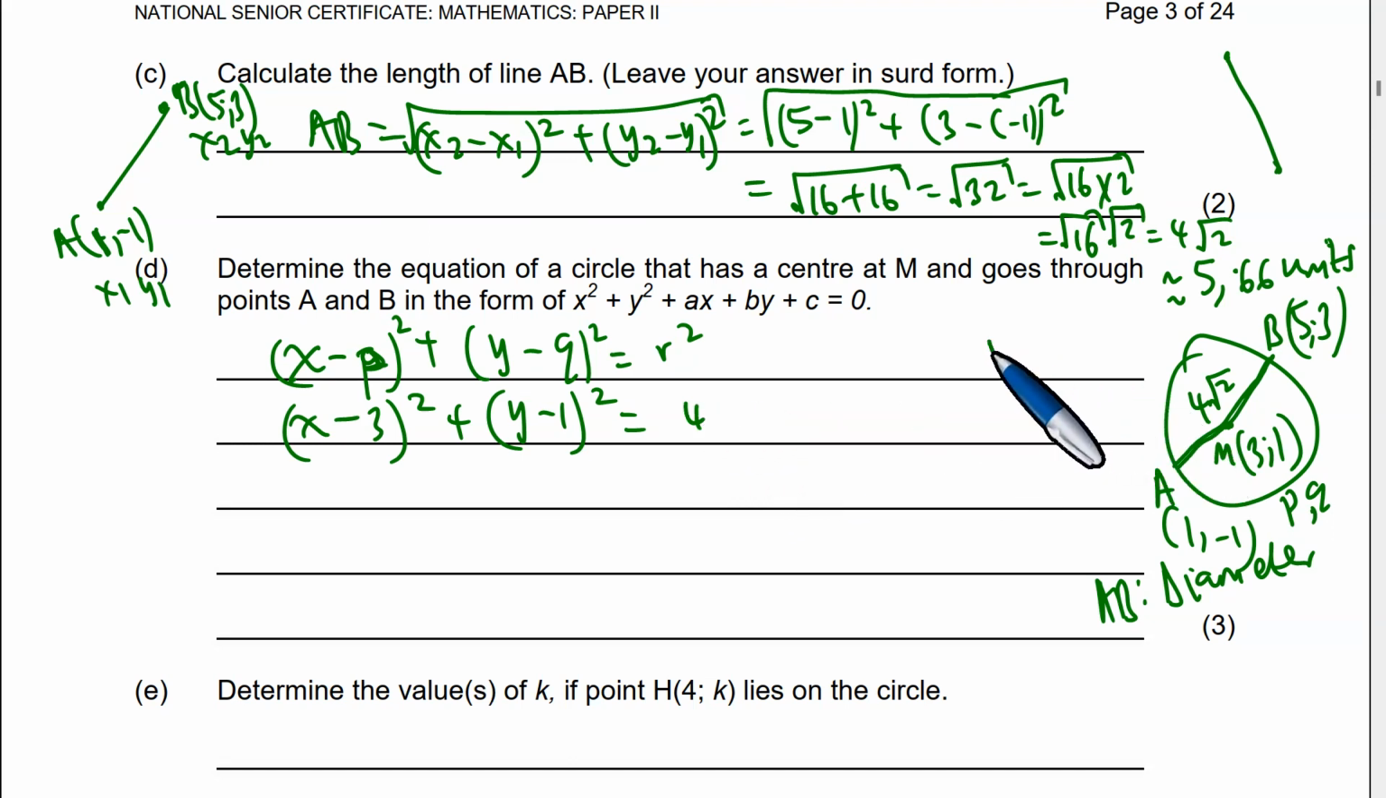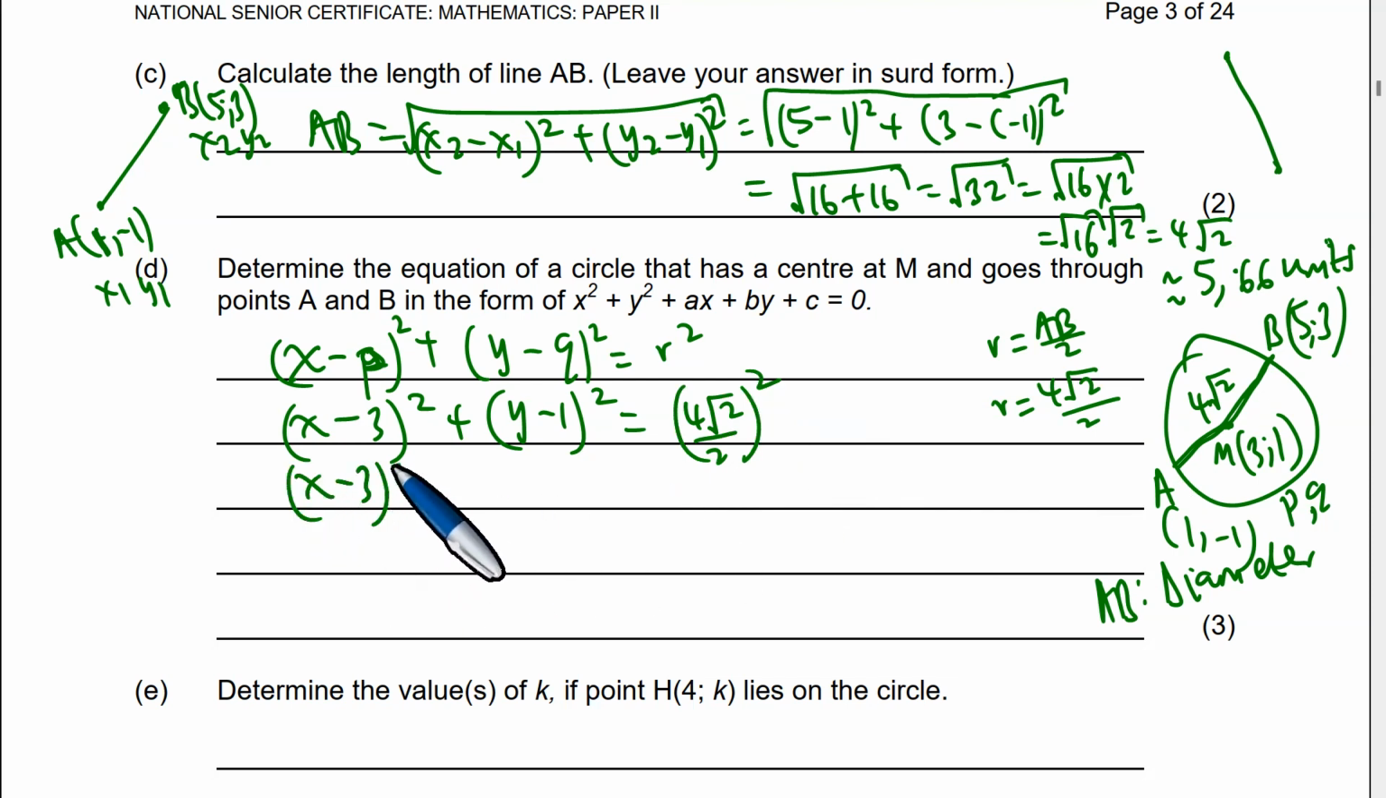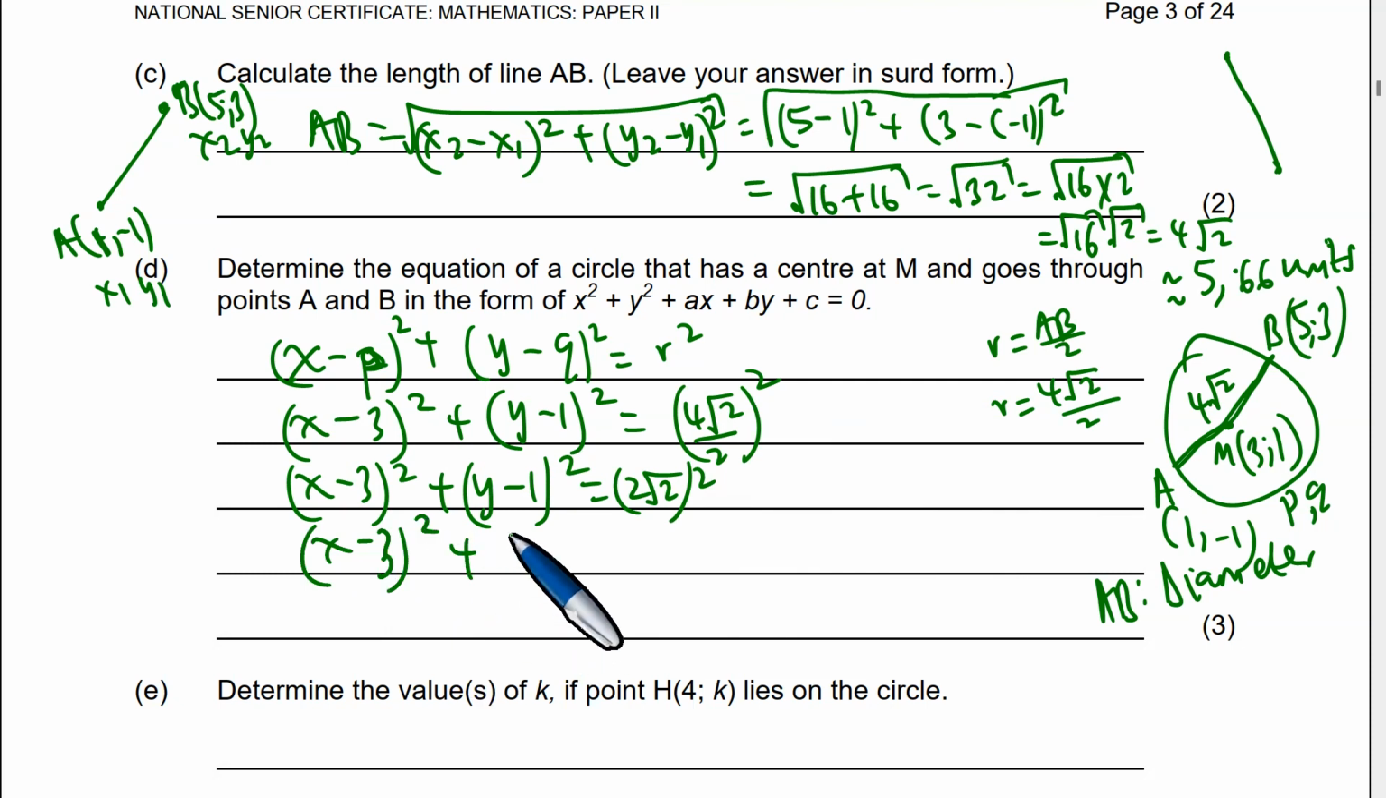So what is the radius, in other words, here? The radius is AB out of 2. And it is 4 the square root of 2 out of 2. You square that. This is x minus 3, you square that. Y minus 1, you square that. 2 the square root of 2. So you square this, y minus 1. You square this. You square 2, you get 4 times 2.